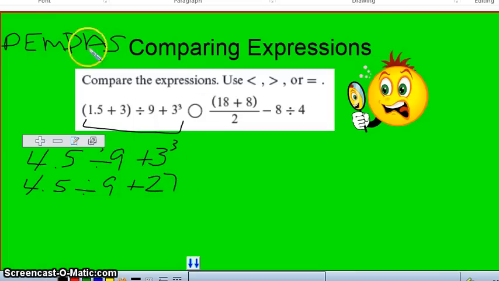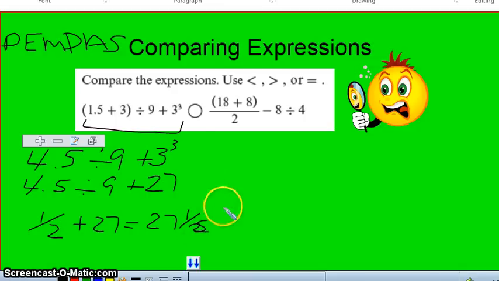All right, next we move on to multiplication and division from left to right. So we've got 4.5 divided by 9 here, and if we divide 4.5 by 9, we get 1/2. And finally, we do our addition or subtraction, and 1/2 plus 27 is 27.5. I know, that's a 27, sorry.